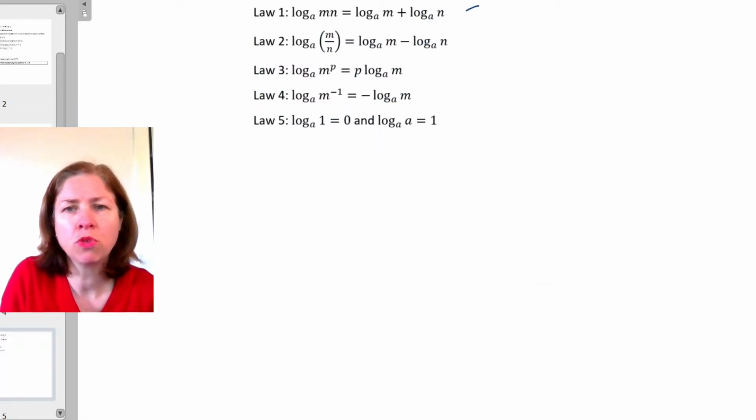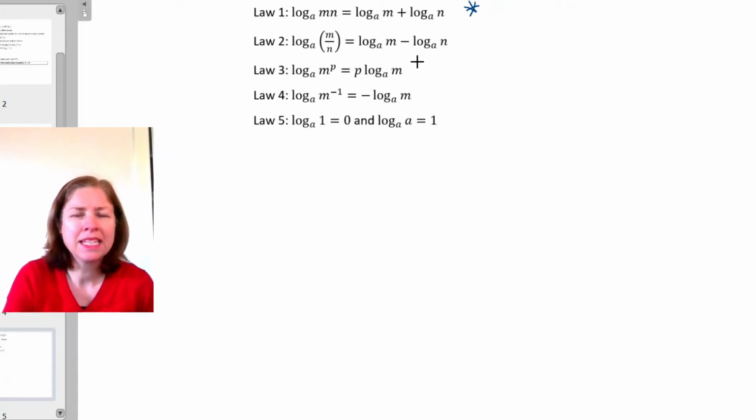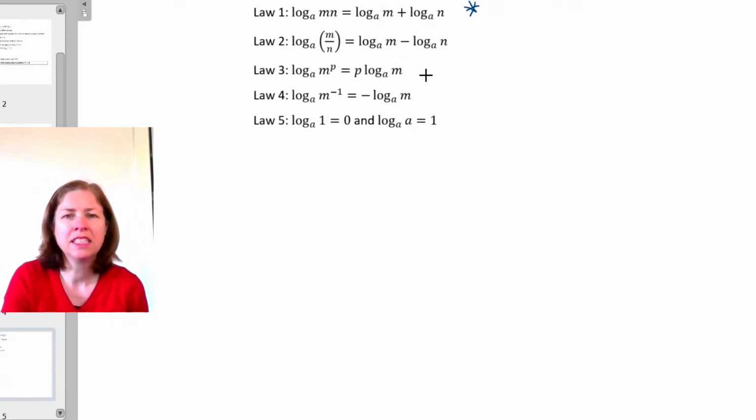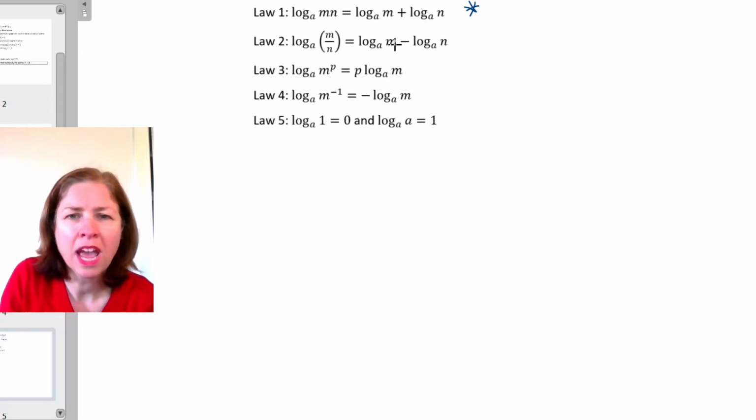That's my first law that we've just looked at there. The second law is the same, but it's using division instead of multiplication, and what I have in the middle there is a subtraction instead of an addition.